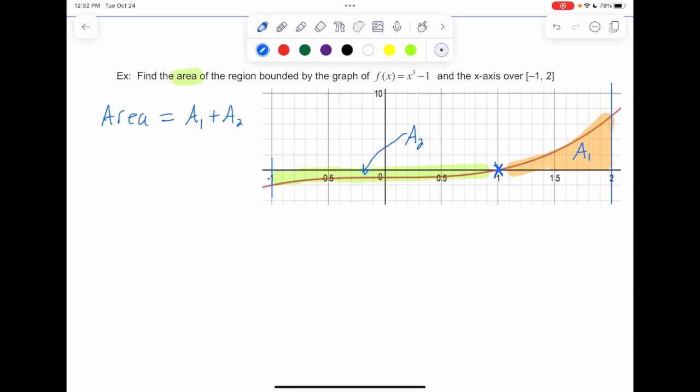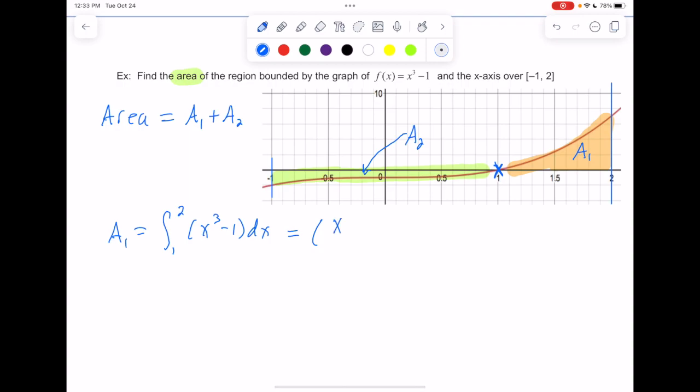Let's start with A1 because it is the easier one. So for area 1, you'd want to find the definite integral from 1 to 2 underneath the function, and the function is x cubed minus 1 with respect to x. So if we find the value of this definite integral, we'll have that orange area over there. So if we do that, we want an antiderivative.